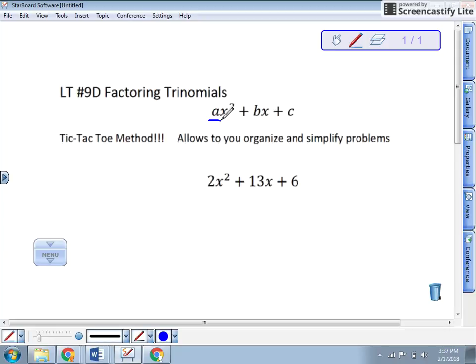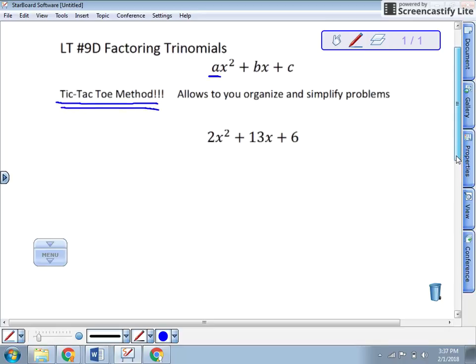So what I want to do is teach you this tic-tac-toe method. You're going to hear me say it over and over. Now, the thing I like about it is it allows you to organize the problem, and it really simplifies the problem by allowing you to work with much smaller numbers, and there's not as much guess and check. So here's how it works, all right?